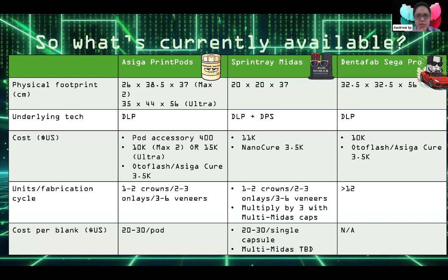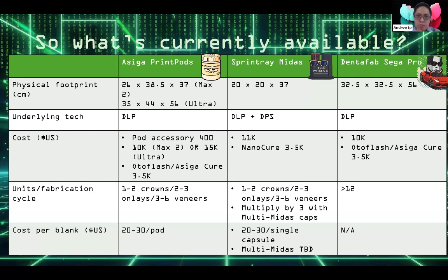That's the one disadvantage that the SprintRay Midas has, which I'm sure many of you have heard good things about, is that it's basically a standalone unit for restorations at this stage. The Dentafab Sega is a nice and very interesting printer, manufactured, I think, in Turkey. Very, very fast. It's like a Fast and Furious unit, and it doesn't rely on any pods or cartridges or anything like that. So it's a nice versatile unit, but it's not, I guess, the easiest printer to use.